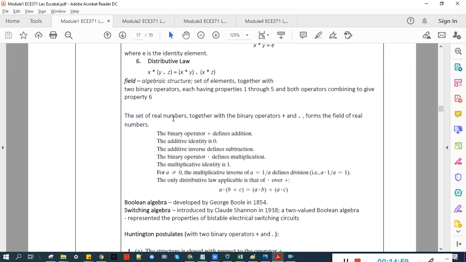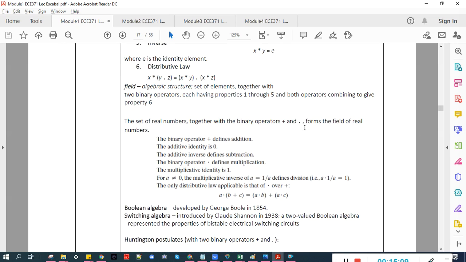For example, the set of real numbers together with the binary operators OR and AND forms the field of real numbers. So the field is composed of the elements and then the operators. For the field of real numbers, the elements are the set of real numbers and then the binary operators plus, or, and AND.